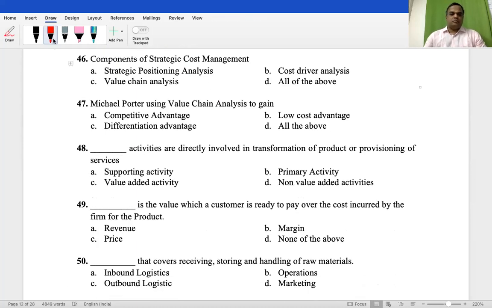Components of strategic cost management. Option A, strategic positioning analysis. Option B, cost driver analysis. Option C, value chain analysis. Option D, all of the above. All of the above.